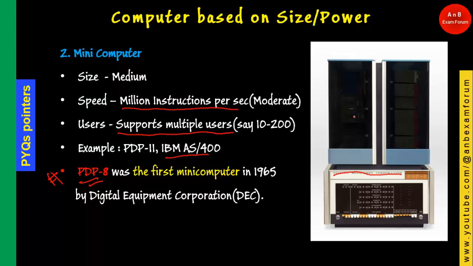So it looked like this. Okay, so this is the first mini computer. It supports multiple users and speed is higher than the microcomputer.